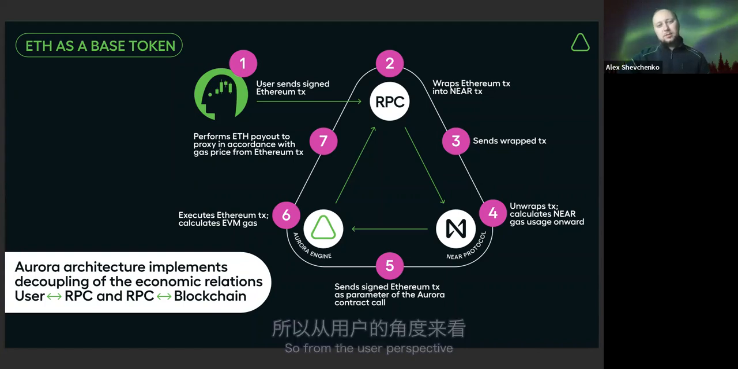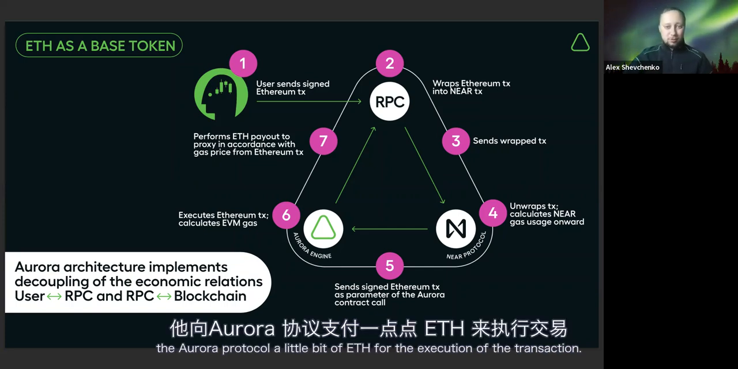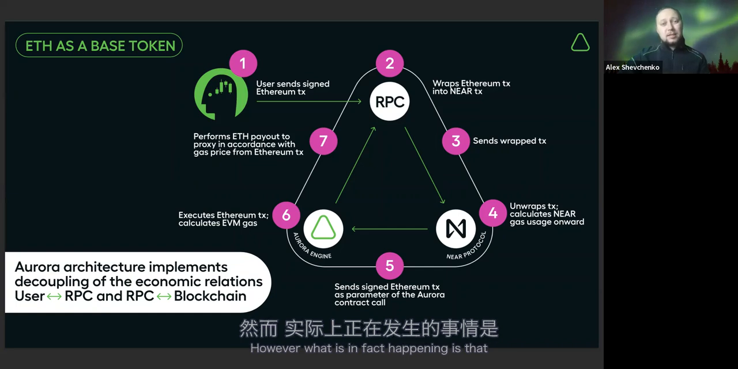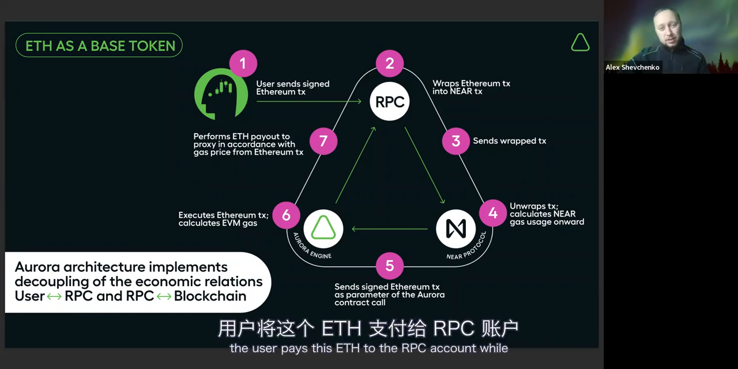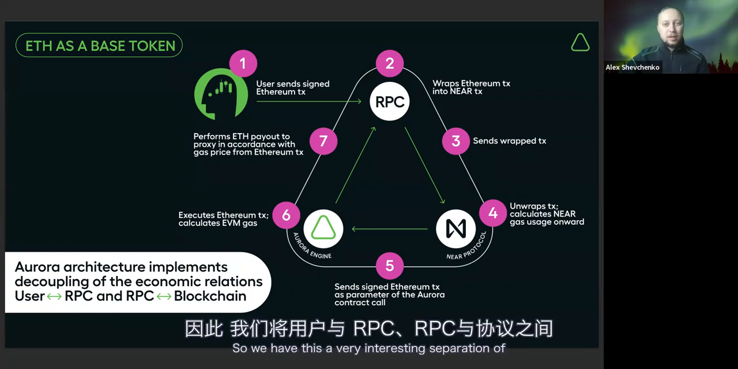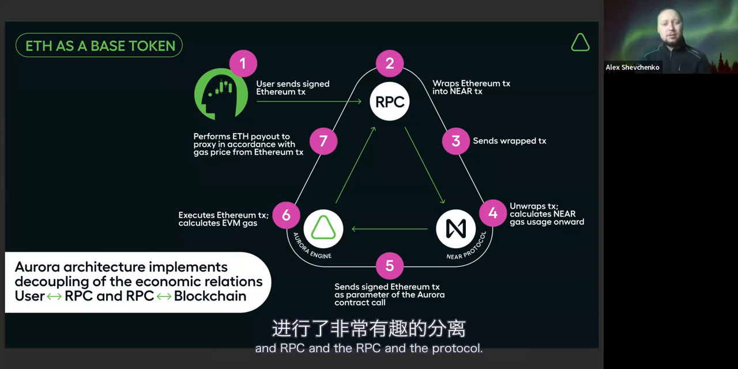So from the user perspective, the payment that is made is that he pays to Aurora, or the Aurora protocol, a little bit of ETH for the execution of the transaction. However, what is in fact happening is that the user pays this ETH to the RPC account, while the RPC is paying NEAR to the NEAR protocol, and this NEAR gets burned. So we have a very interesting separation of the economics happening between the user and the RPC, and the RPC and the protocol.